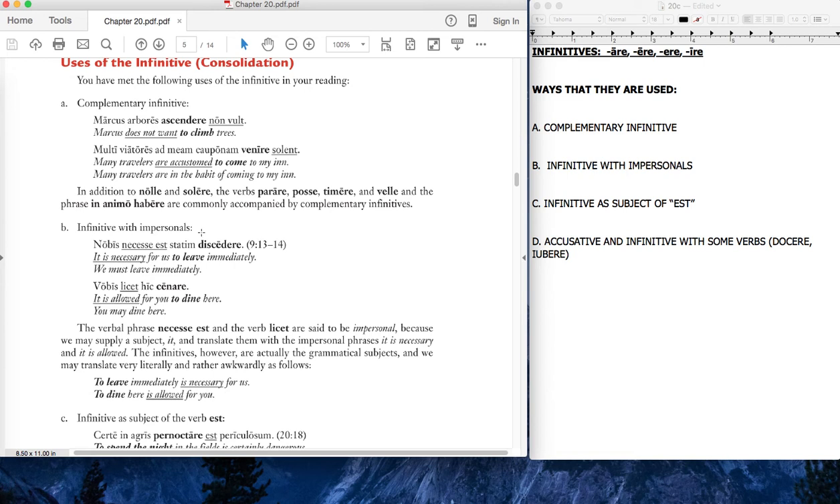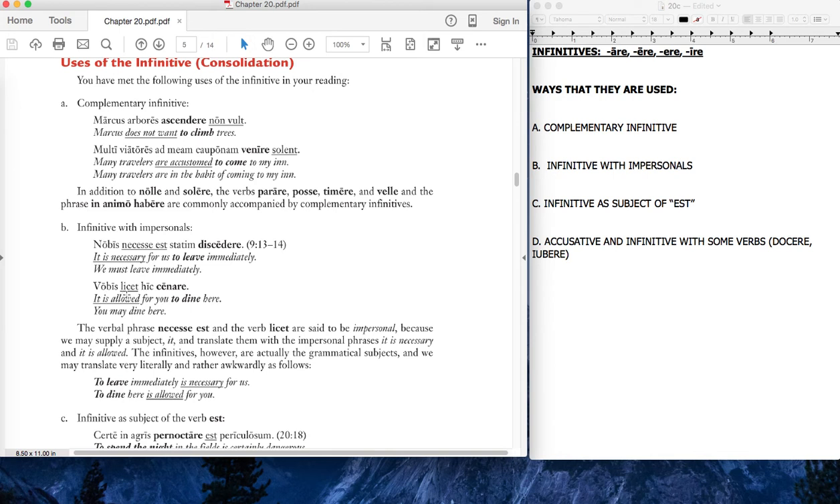Letter B is infinitive with impersonals. Now, the impersonal verbs that you've seen so far are detailed here. They're necesse est, it is necessary, and licet, it is allowed. Now, why are they called impersonals? Well, they don't have a personal subject, you could say. So they're always used as it is necessary, it is allowed.